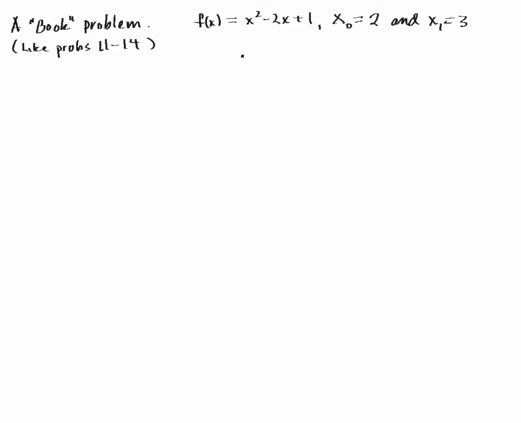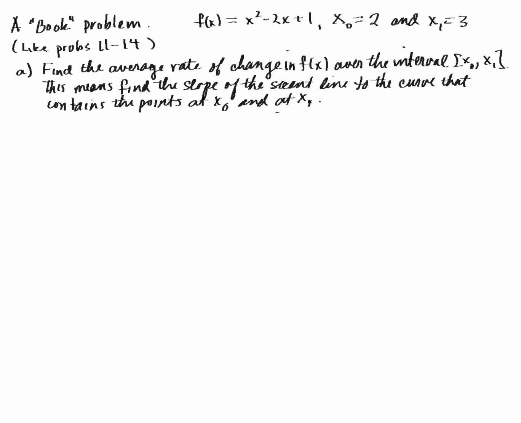Let's take the example that we were just looking at. Try to make it look like one of the book problems 11 through 14 in section 2.1. These involve two arbitrarily chosen points at x equal to x0 and x equal to x1. Ours will be at x equal to 2 and x equal to 3. They would state the problem for part A as requiring that we find the average rate of change in f over the interval from x0 to x1.